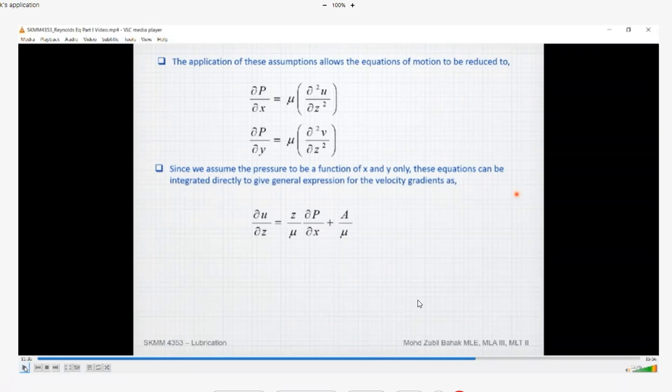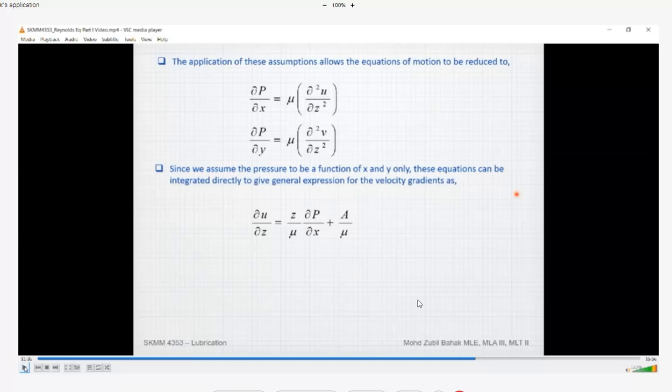All right. So since the pressure does not change in the z direction, or the height of the film thickness, it means the pressure must change either in the x direction or in the y direction. So that is the reason why you have the partial p partial x and then partial p partial y over here. And because of that statement, we can rearrange the equation to try to determine the velocity, either u in the x direction or v in the y direction.